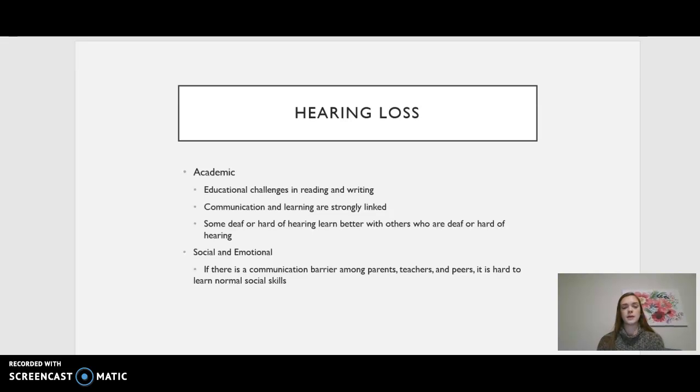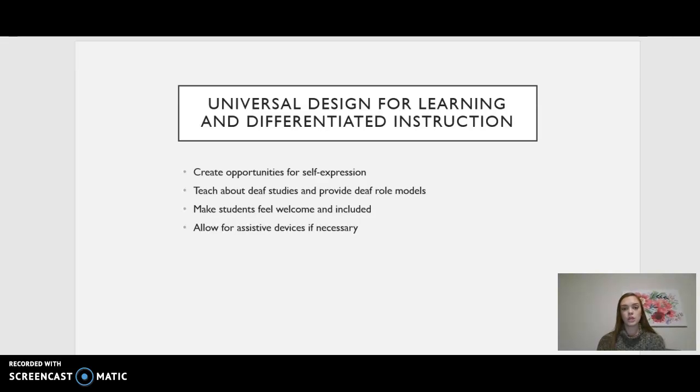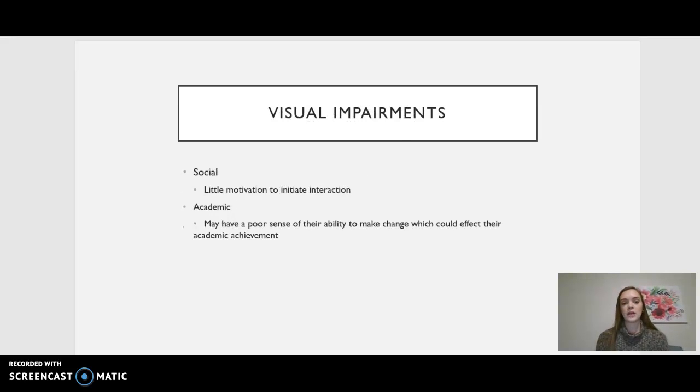And then with the social and emotional aspect, if there's a communication barrier among parents, teachers, or peers, it'd be harder for them to learn some of the social skills they need, because they can't communicate clearly with their friends or their teacher, so the social skills may be lacking. UDLs and differentiated instruction for this one: create opportunities for self-expression, teach about deaf studies, provide deaf role models. This will really enhance their learning and help them relate themselves to someone who may be successful now. Also, make them feel included and allow for assistive devices if it's necessary.